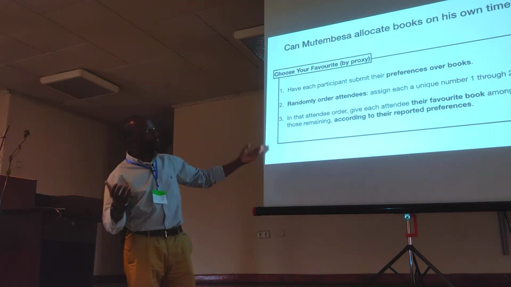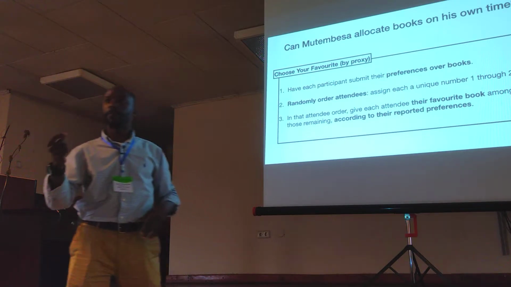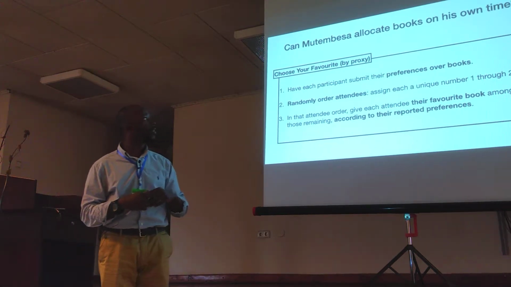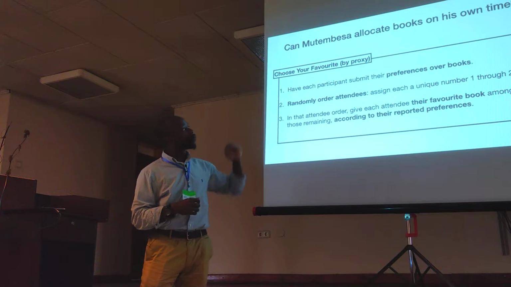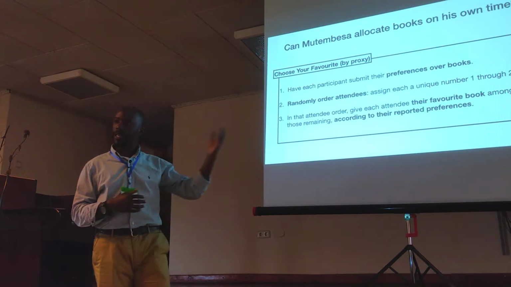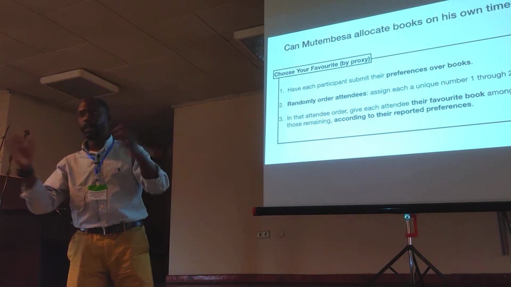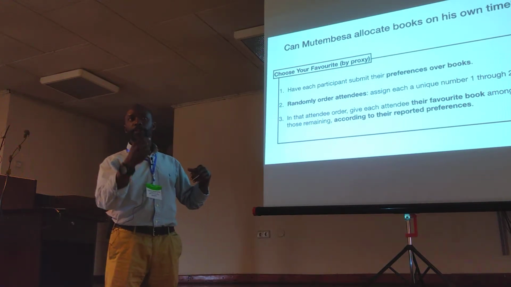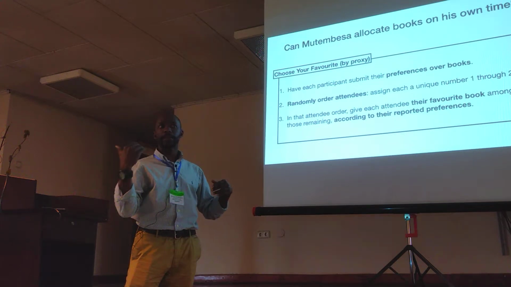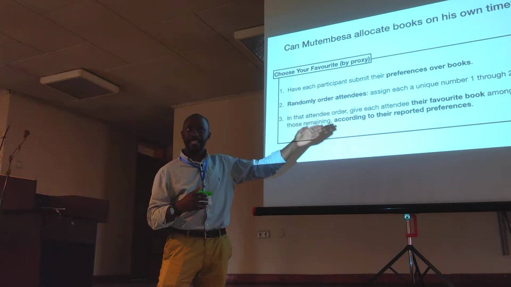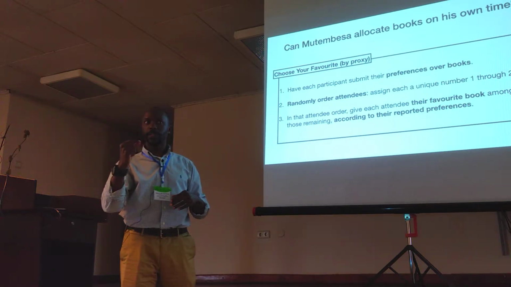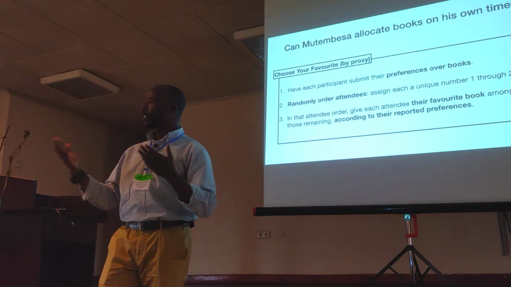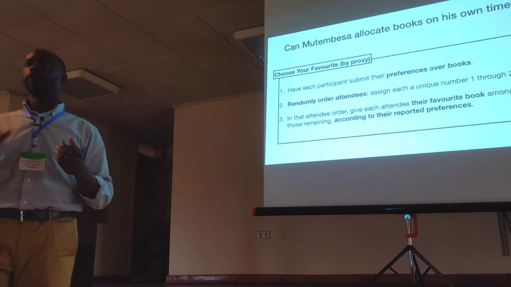The first would be have a participant submit the preference of books. And you can see this in any other resource. Here we're using books as an example. The second step would be randomly order the attendees within a number, maybe 1 to 200 here, depending on the size of your attendees. And in the order of the attendees, say from 1 to 10, looking that we have 10 books, you give each attendee their favorite book amongst what is remaining, according to their preference. Does this make sense? Yeah, go ahead and ask.